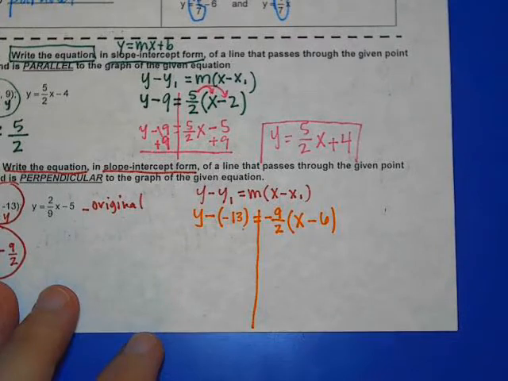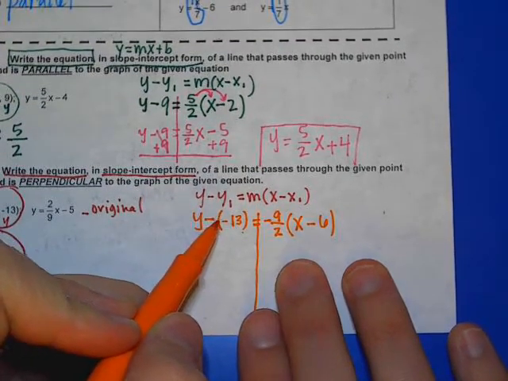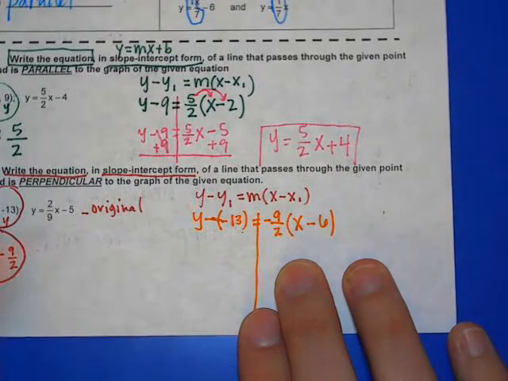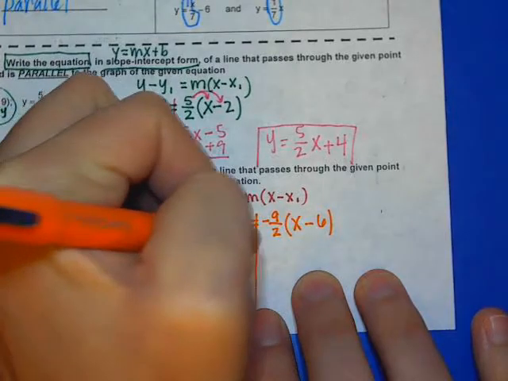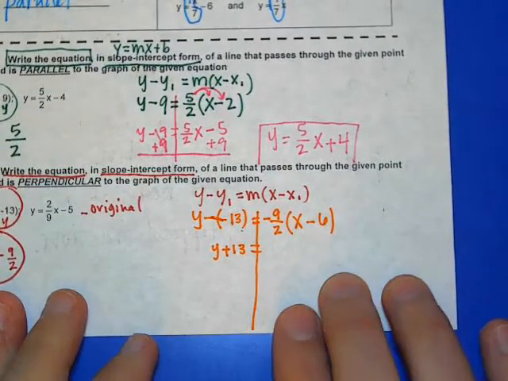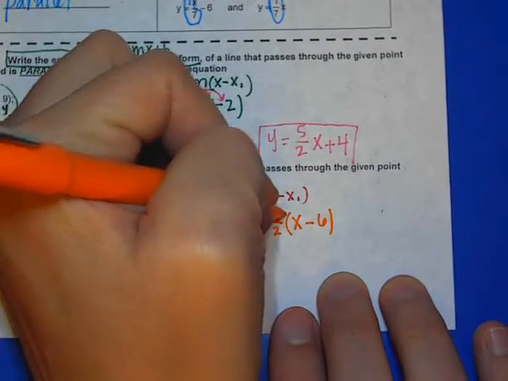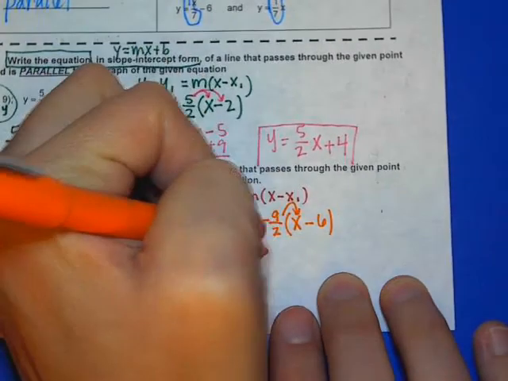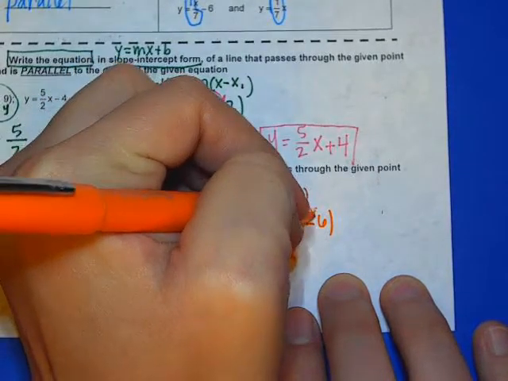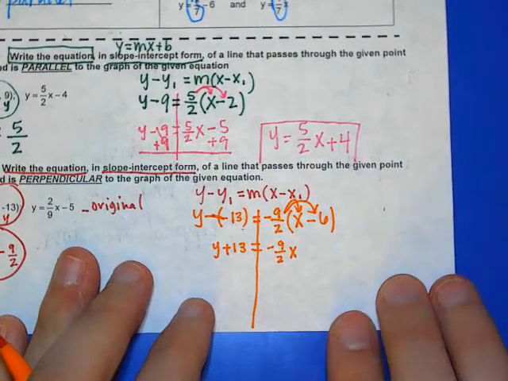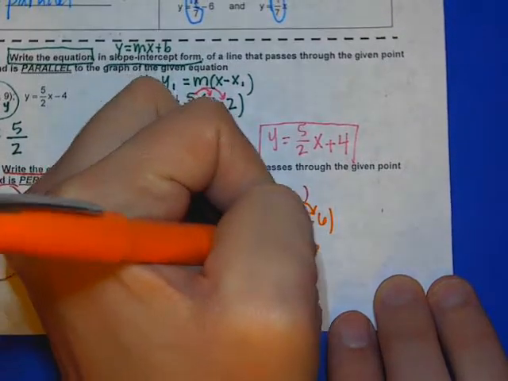Okay. What's this really? Plus. Plus, connect the lines. Okay, so this is really y plus 13 equals. How do I get rid of parentheses over here? Distribute the negative 9 over 2 times x, negative 9 over 2x, negative 9 over 2 times negative 6. Write with me. 27. Positive 27.